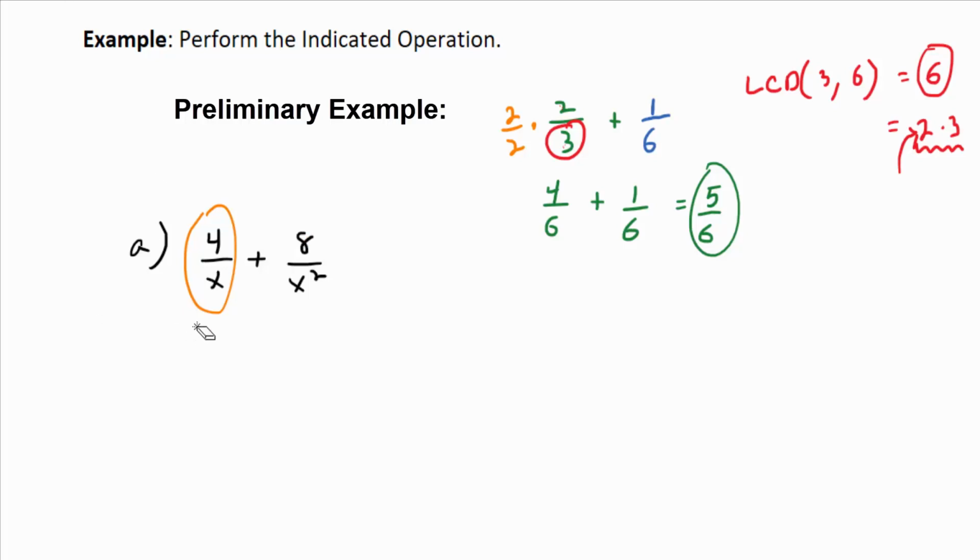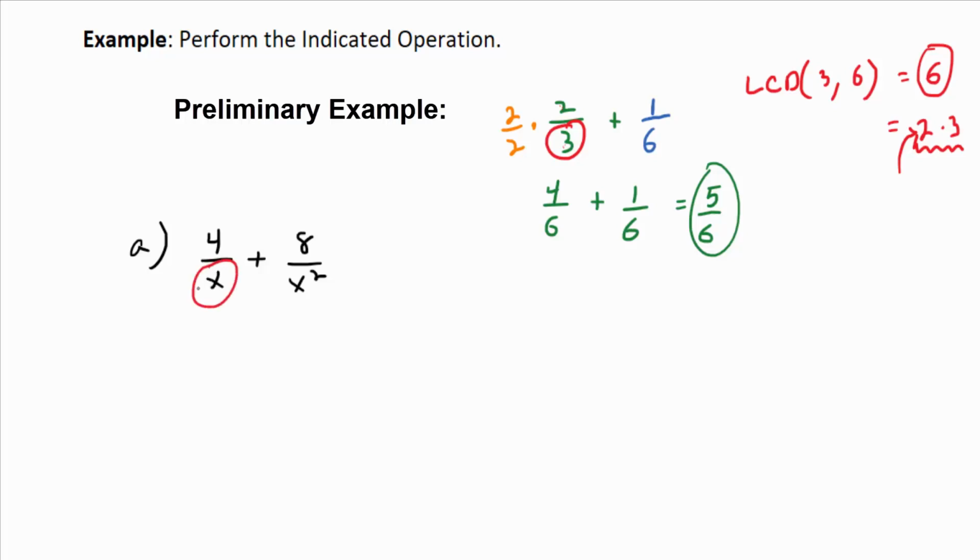Okay. Do you guys remember how to find the LCD? That's what we need to add these two fractions together. We have x and x squared as our denominators. They're not the same. When it comes to polynomials, the LCD is the smallest degree polynomial that contains all the factors of all the denominators involved. When you have powers of the same variable, it's just going to be the higher of the two powers.